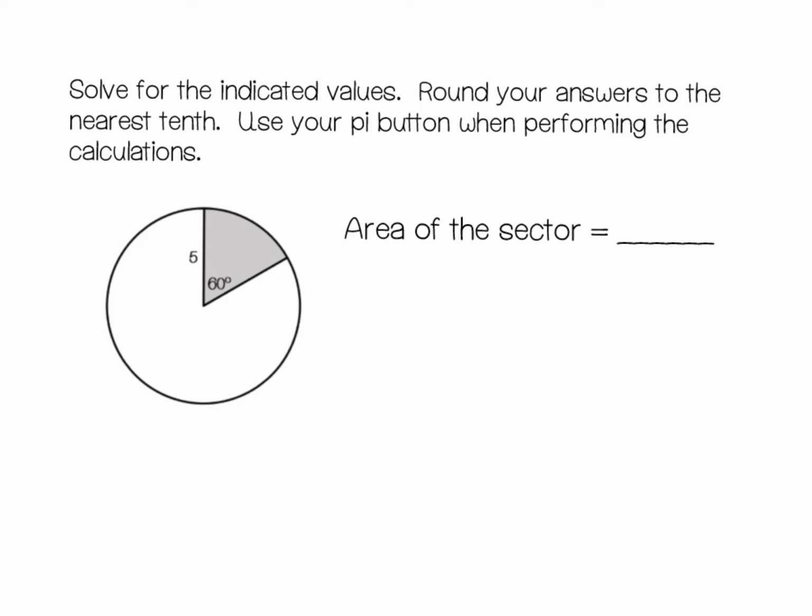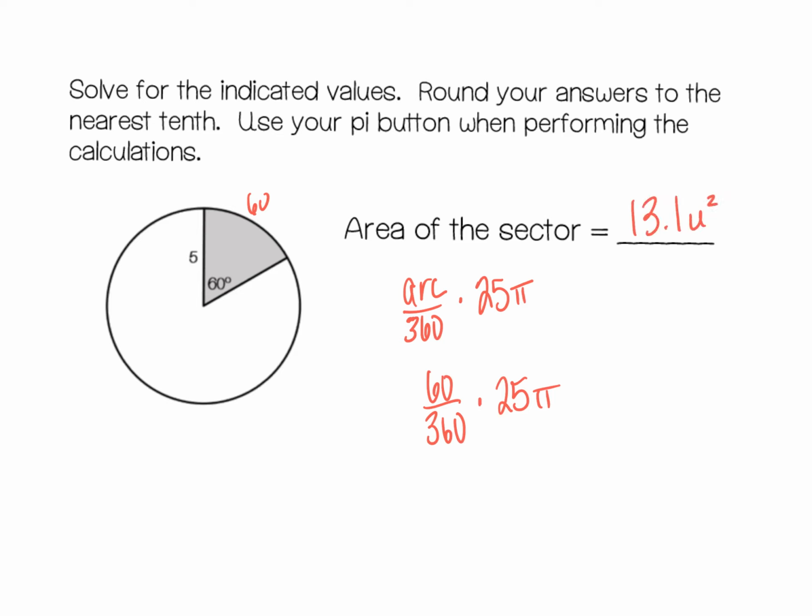And then last one, we want to find the area of that shaded sector. So again, we're thinking about the arc over 360. We want a fraction of the area, and we know our area was 25 pi. So we have 60 out of 360 times 25 pi. So 60 over 360 times 25 pi. That gives me 13.1. And that would be square units again.